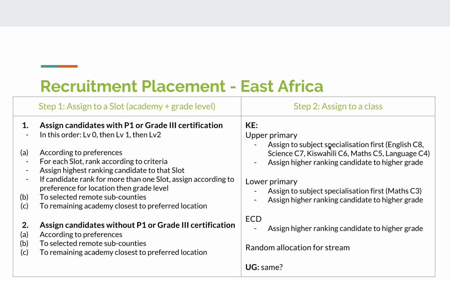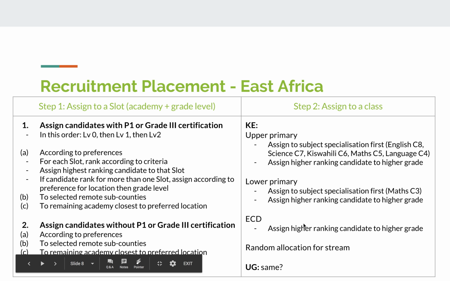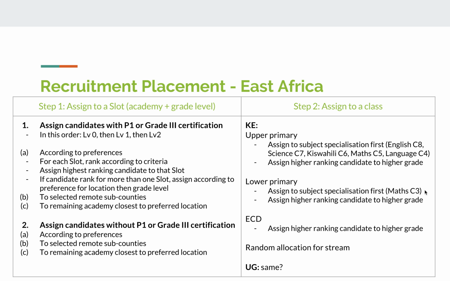In upper primary, all of these classes are subject specializations. So if we have 4 people in upper primary in this academy, we will look at who has what subject specialization and try to assign them to these classes. If they don't match, or if there's a surplus, then we go back to the default rule, which is that a higher ranking candidate will be assigned to a higher grade. The same applies for lower primary. For ECD, there isn't a subject specialization, so it's just higher ranking to higher grade. Within the stream, for example if C3 has A and B streams, there's no difference between them, so it would just be a random allocation.